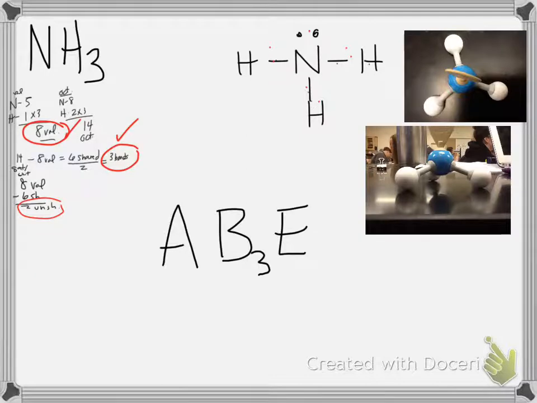The presence of the E tells us that there's an unshared electron on the central atom, because that changes the geometry. So we want to know about it.